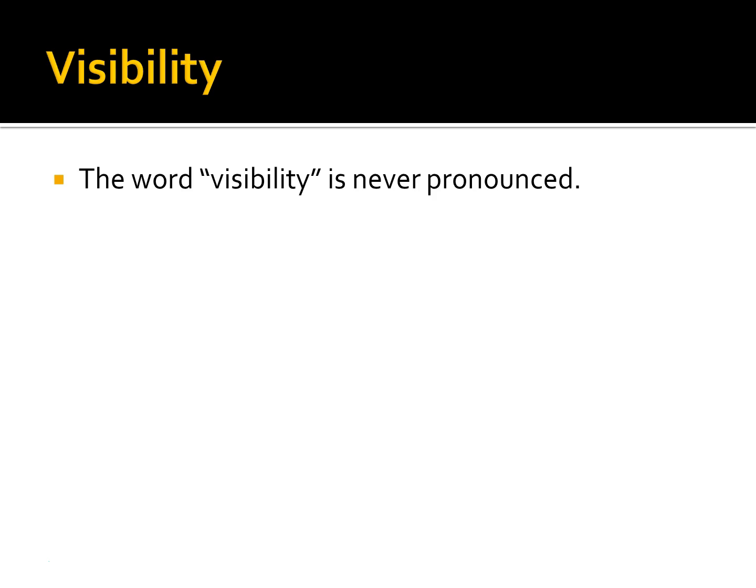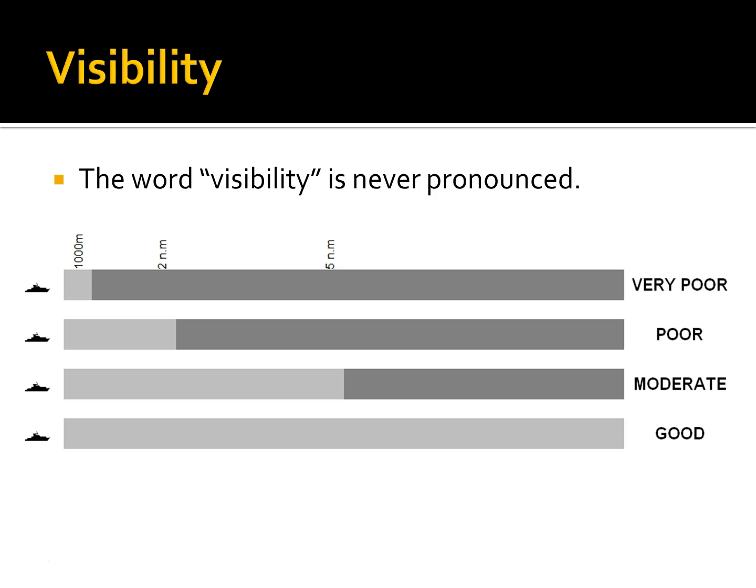For the visibility, 4 words are used. Very poor, if the visibility is below 1,000 yards or half a mile. Poor if the visibility is between half a mile and 2 nautical miles. Moderate if the visibility is between 2 and 5 nautical miles. Or good if the visibility is beyond 5 nautical miles.